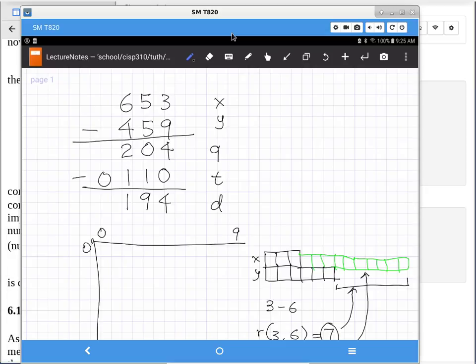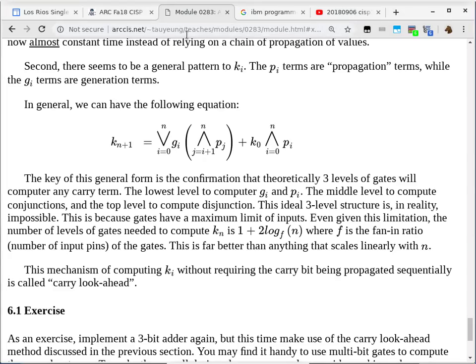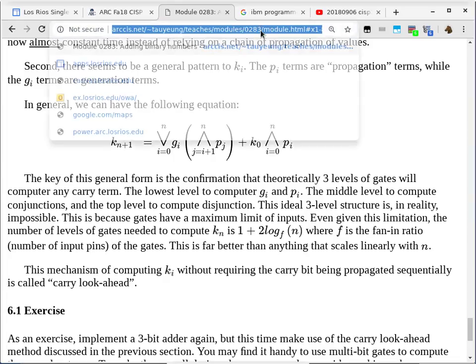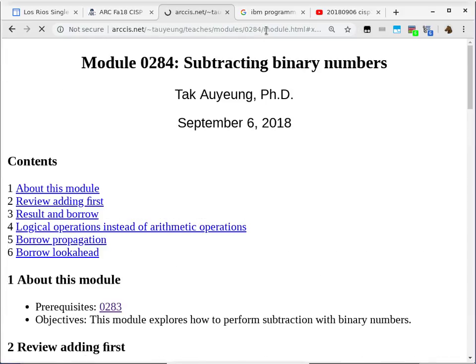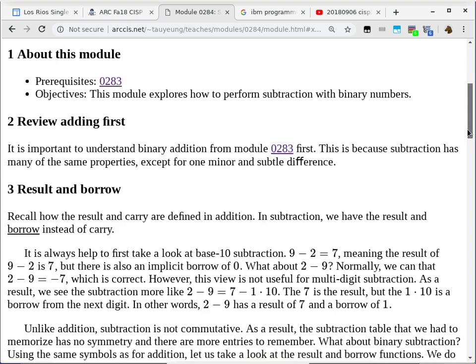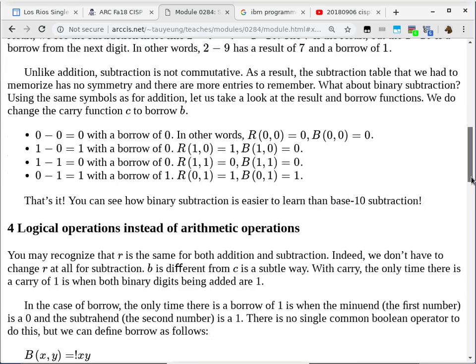So given this, let me switch back to my notes here. This time we're going to go for subtraction. The easiest way to switch from addition to subtraction is to change the module number from 283 to 284. Well, I remember the module numbers, that's why I can do that. So with this one, I went through the same explanation, the same rationale, except I use uppercase instead of lowercase, but pretty much the same stuff.